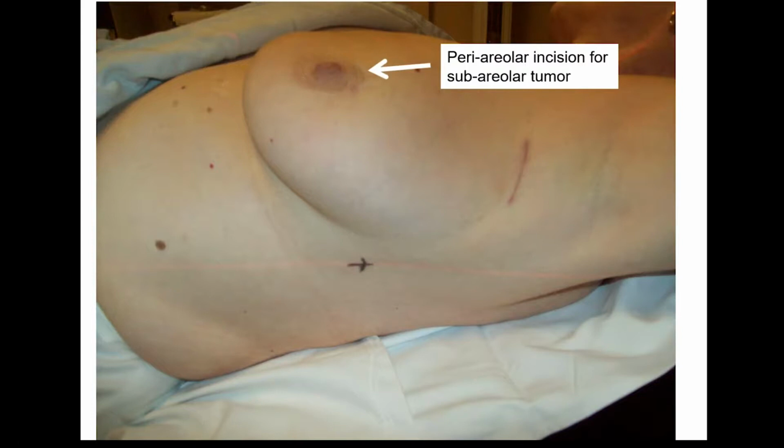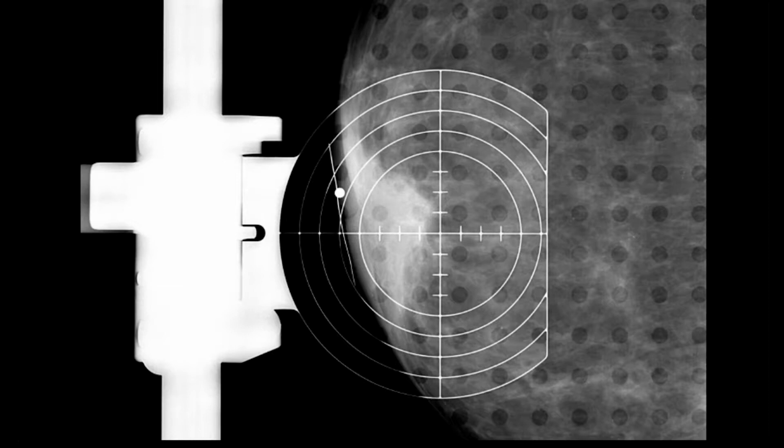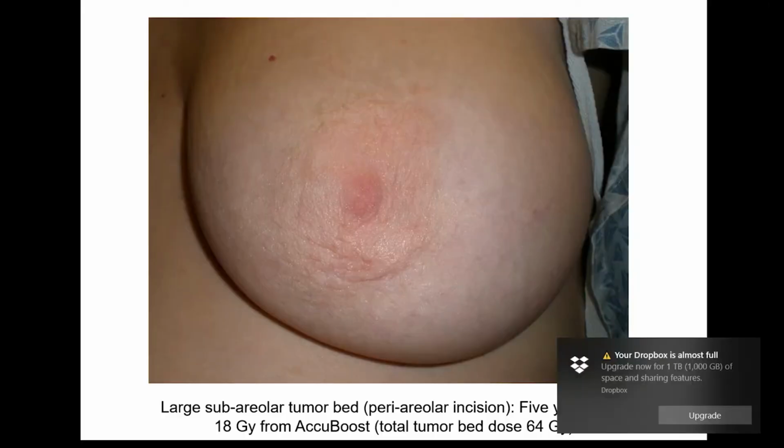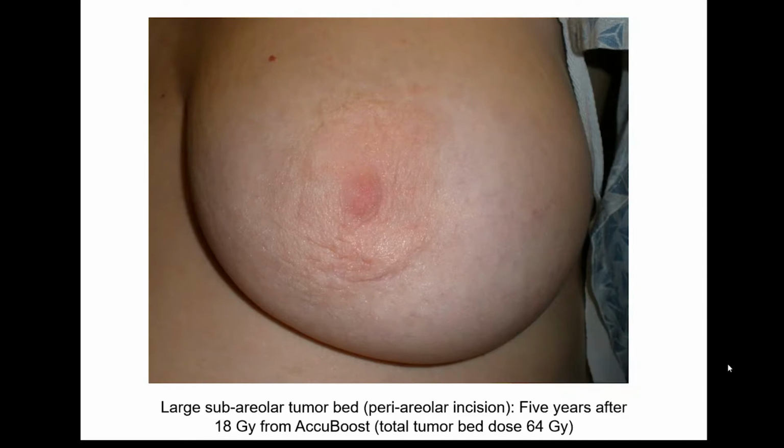Next slide. This is the AccuBoost targeting film, and you can see the post-op changes just below the nipple. Next slide. And this is this patient 5 years after treatment. She had a very high-risk circumstance, so we gave a very high dose booster radiation in addition to 50 gray whole breast. And truly, I have never seen a result this good with electrons around the nipple-areolar complex. Just extraordinary in terms of the lack of toxicity that we've seen.